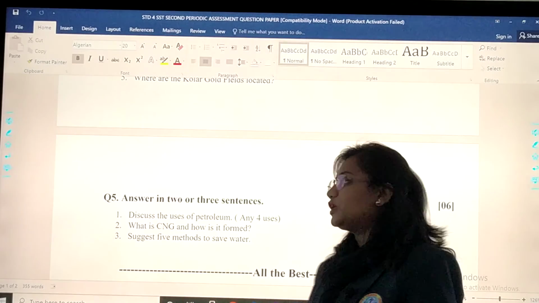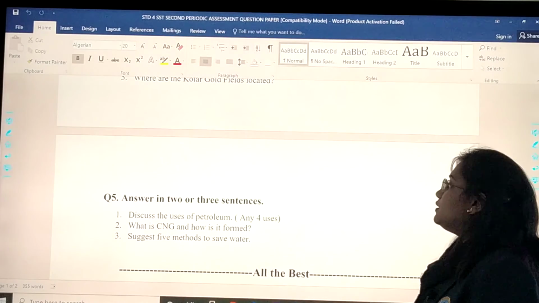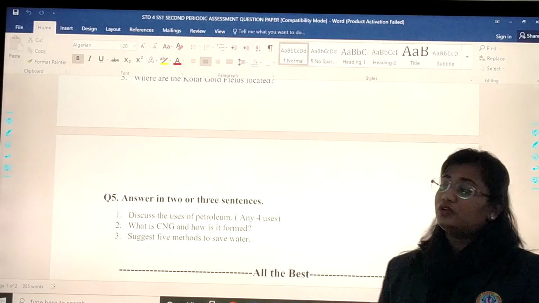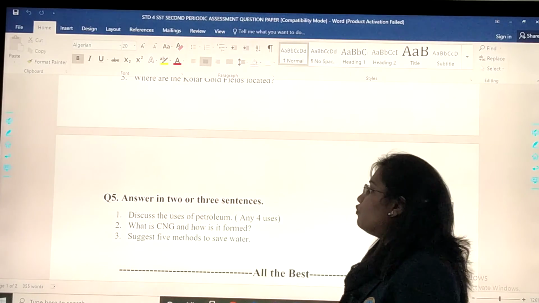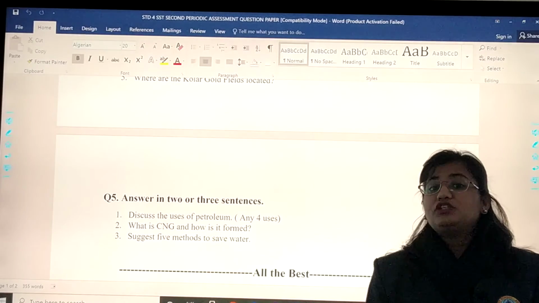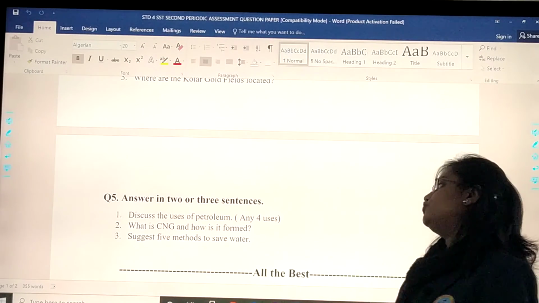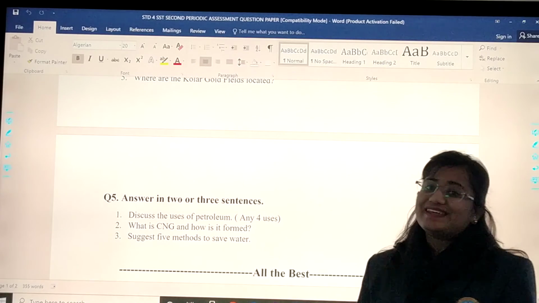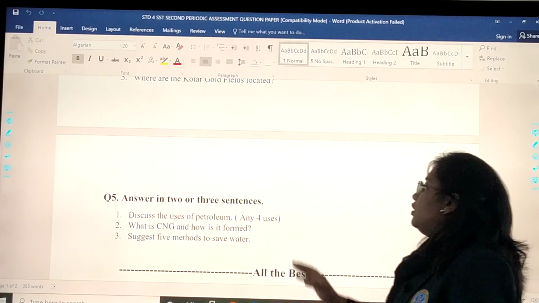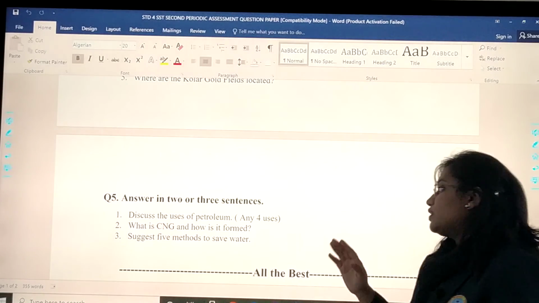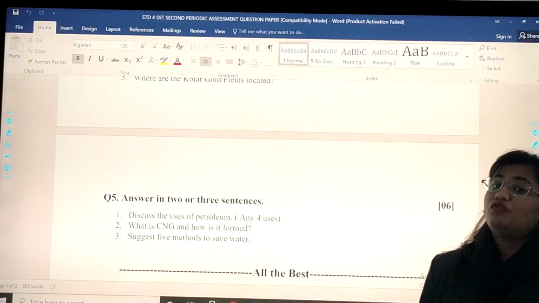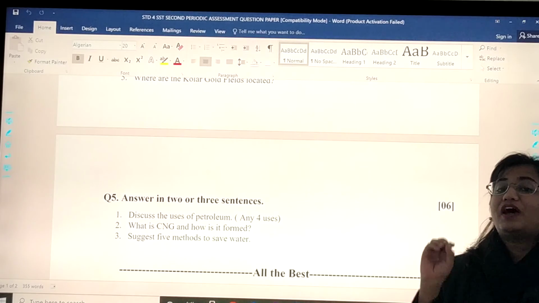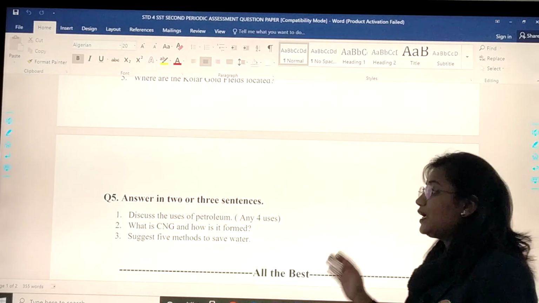Dear children, let's quickly go through all the questions. Discuss the uses of petroleum. You need to write any 4 uses. Question 2. What is CNG? You need to write the full form of CNG and how it is formed. Question 3. Suggest 5 methods to save water. You will be writing 5 points on how we can save water.